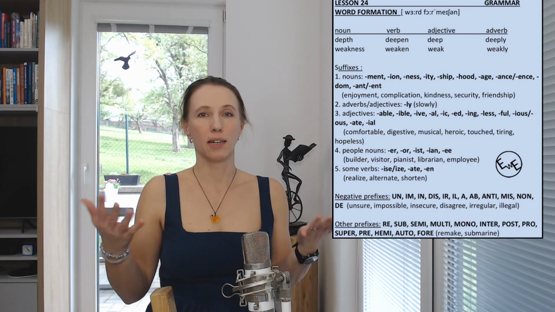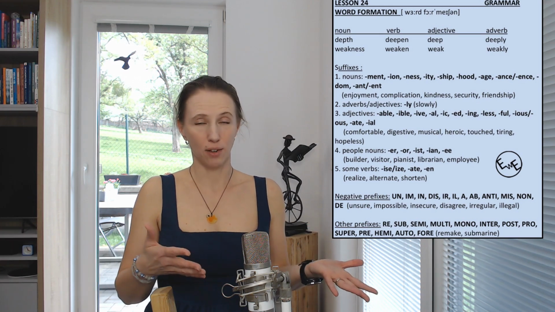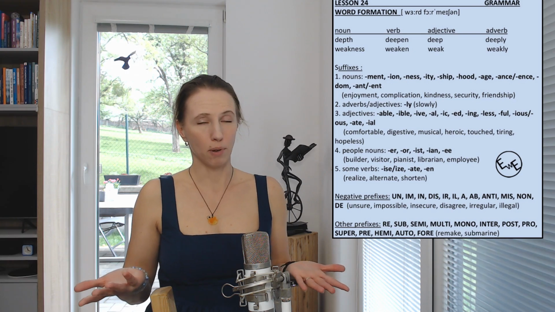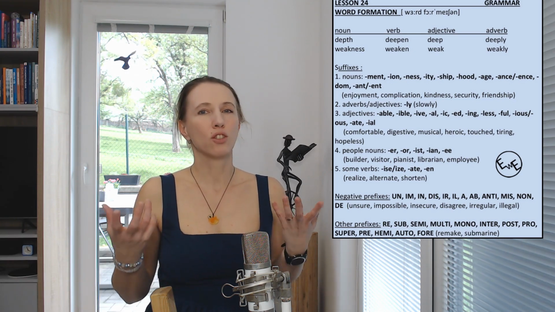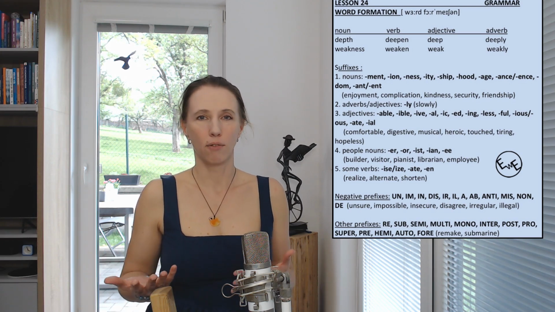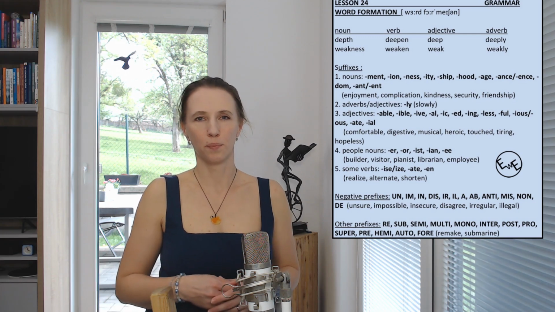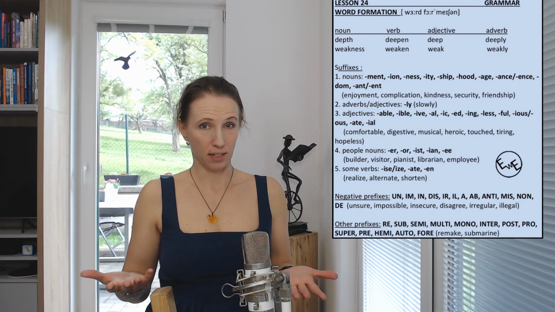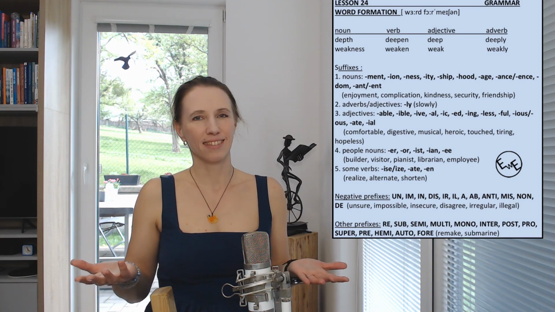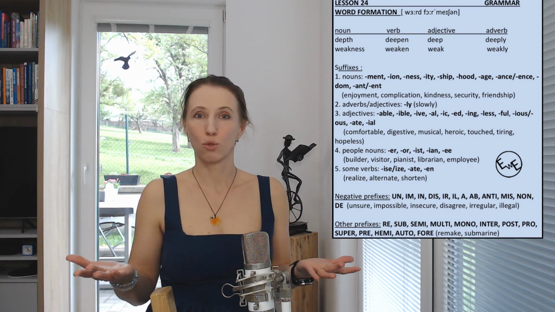Sometimes you need to make a noun from a verb or an adjective from a noun. To give you an example, you can have a noun strength, but then you have a verb strengthen, an adjective strong, and an adverb strongly.